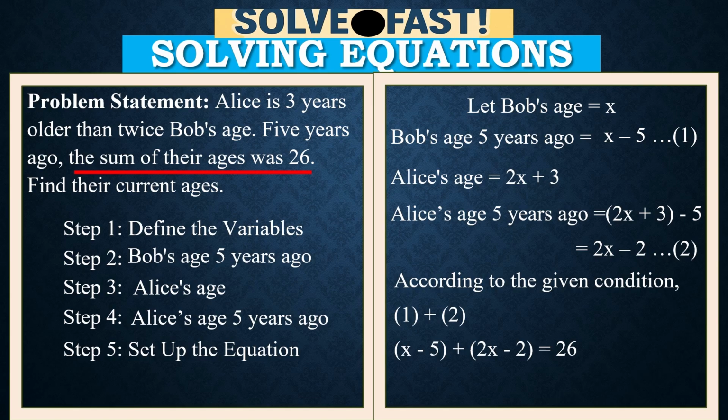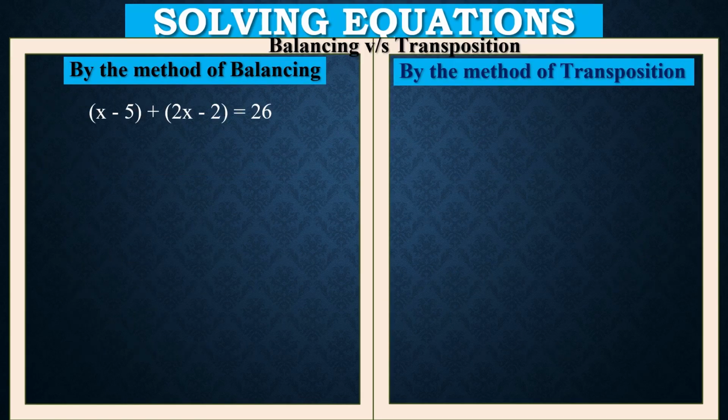Now you have to solve for x. Let us use the last equation that we got, x minus 5 plus 2x minus 2 equal to 26, and this we'll use for finding the value of x by both the methods, by the method of balancing and method of transposition.